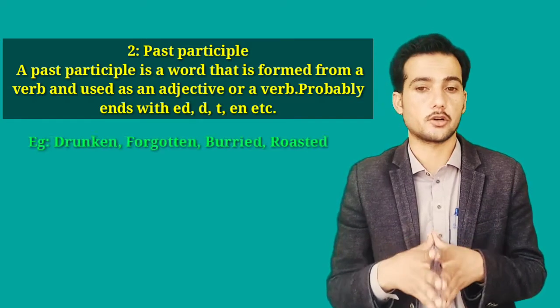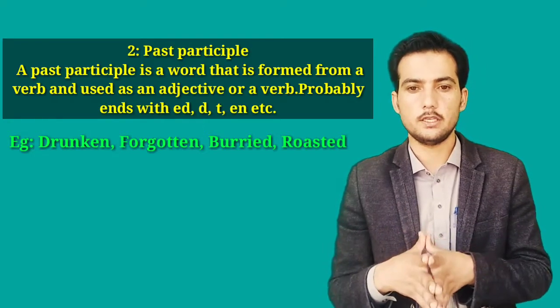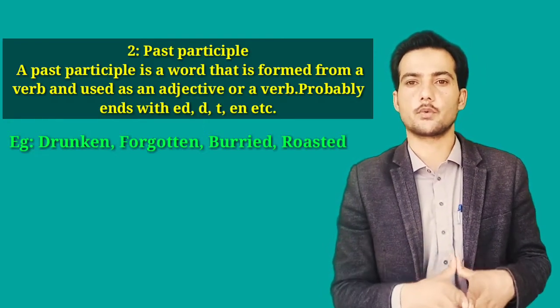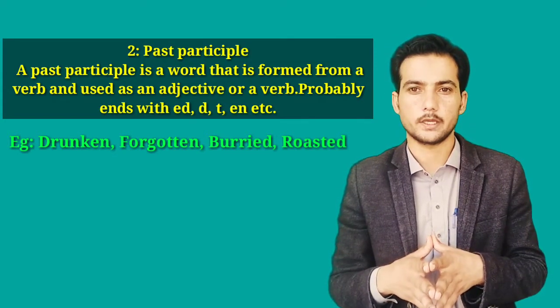For example, drunken, forgotten, buried, and roasted. So if you just look at these words, they can be used like an adjective and a verb in a sentence.